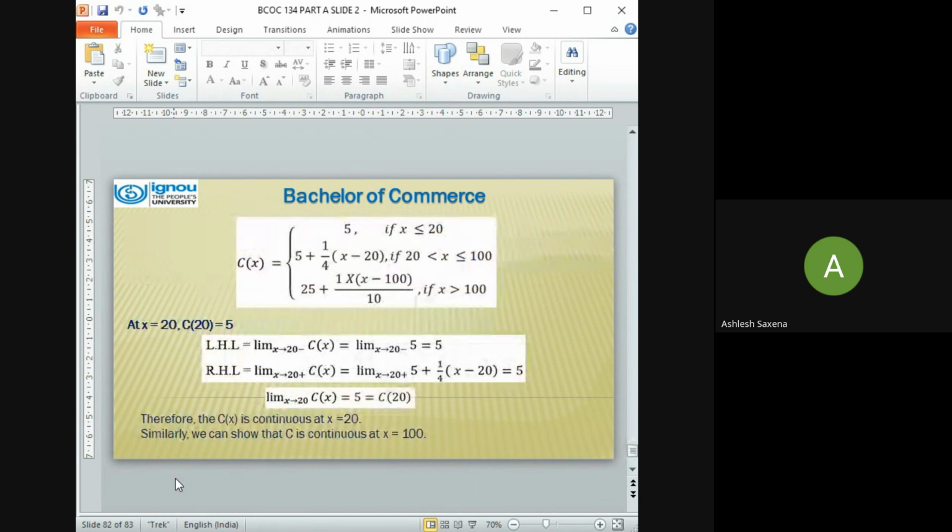Now this is the function. For x equal to 20, your C will be C of 20. For C of 20, your cost will be 5 because till 20, it is a fixed cost of 5. This constant is equal to 5.